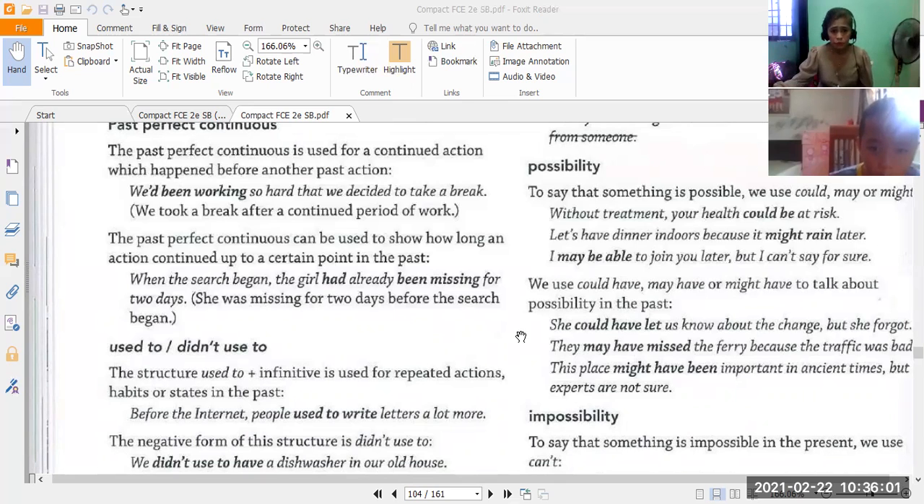Okay, so it means the past perfect continuous is used to show how long an action continued up to a point in the past. When the search began, the girl had already been missing for 2 days. So, when they tried to find the girl, she had already been missing for 2 days. So, the moment that they searched for the girl, she was already missing. Okay.